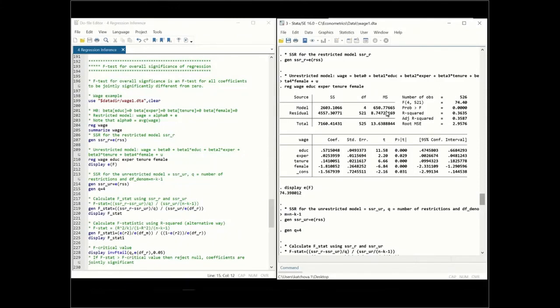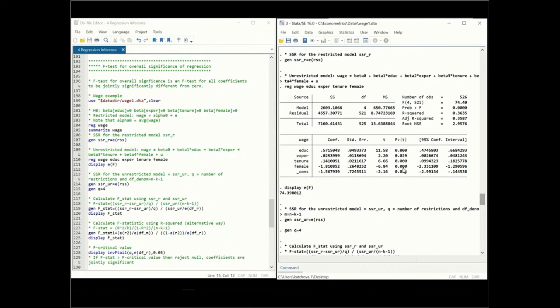The mean square is the sum of squares divided by the degrees of freedom. So if you divide this mean square by this mean square, you will be getting this F statistic here. That's how this F statistic is calculated. And the p-value is again associated with this F statistic. So what this is showing here is that all of the coefficients are jointly significant. This means that you have a regression model that is well specified.